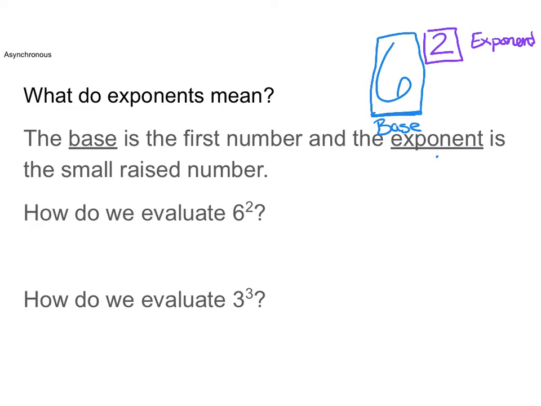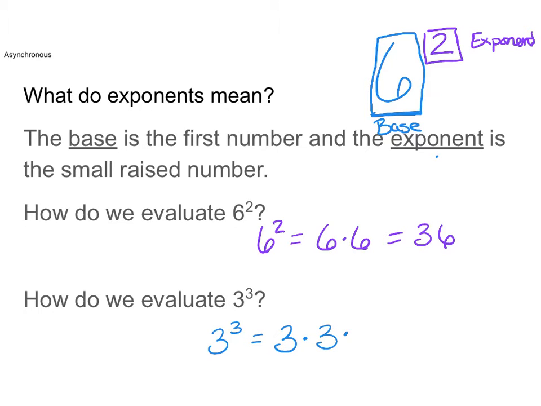So how do we evaluate 6 squared? Well, 6 squared equals 6 times 6, and 6 times 6 is 36. How do we evaluate 3 cubed? Well, 3 cubed equals 3 times 3 times 3. 3 times 3 is 9, and then 9 times 3 is 27.